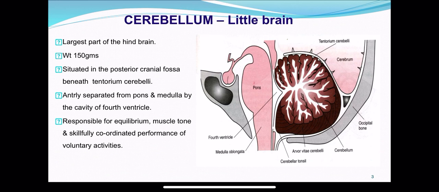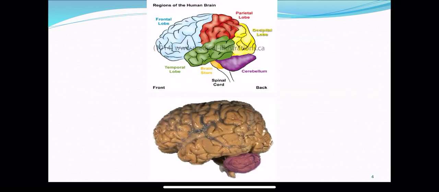It is the largest part of the hindbrain, weighs 150 grams, situated in the posterior cranial fossa beneath tentorium cerebelli. Anteriorly it is separated from pons and medulla by the cavity of fourth ventricle. It is responsible for equilibrium, muscle tone, and skillfully coordinated performance of voluntary muscular activities. In this picture, the drawn picture above shows the cerebellum in purple color. The human brain specimen below shows the cerebellum in pink color. So this is a hand-drawn picture above and a true specimen below to show you how the cerebellum looks.